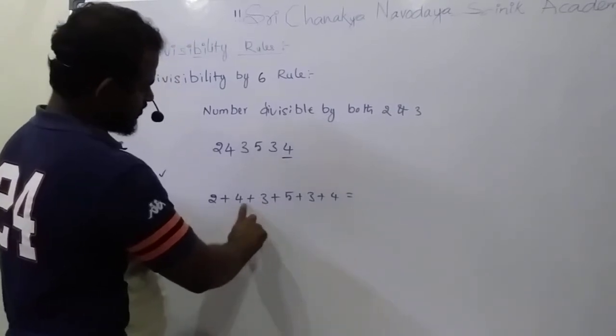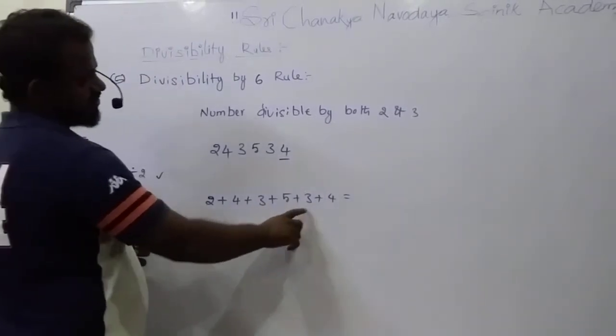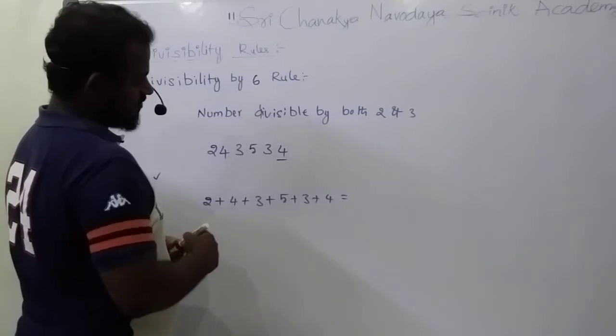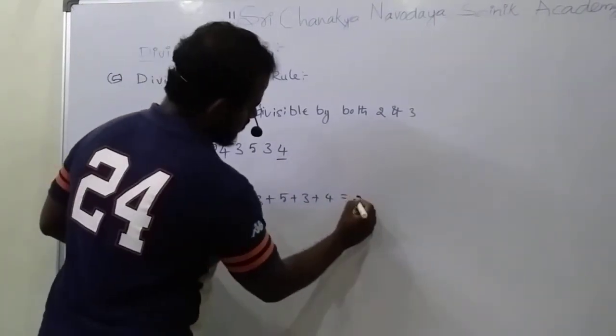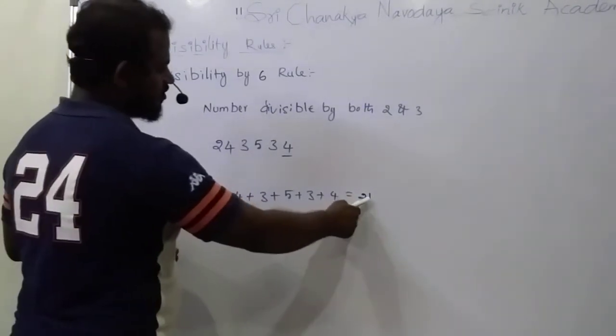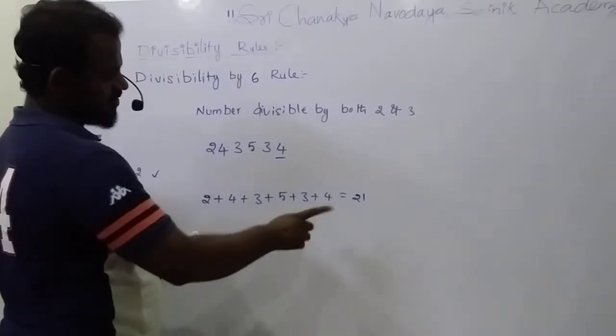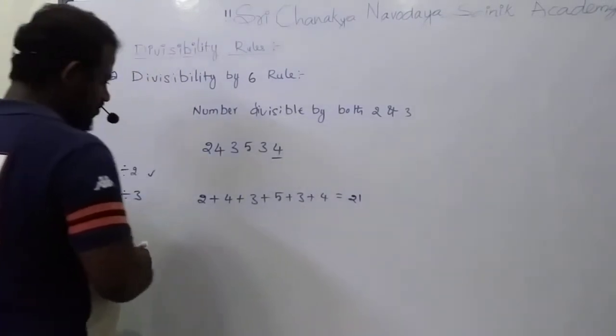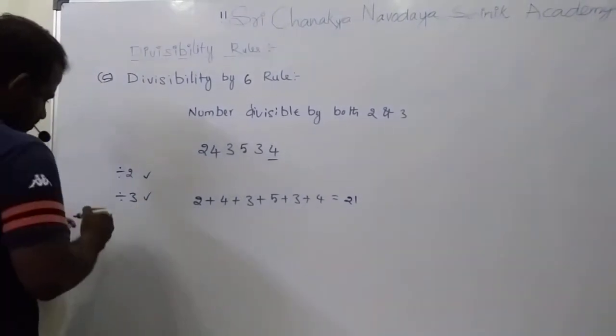2 plus 4 is 6, 6 plus 3 is 9, 9 plus 5 is 14, 14 plus 3 is 17, 17 plus 4 is 21. So the sum of the digits is 21. So 21 is also divisible by 3, right? 3 sevens are 21. So this number is also divisible by 3.